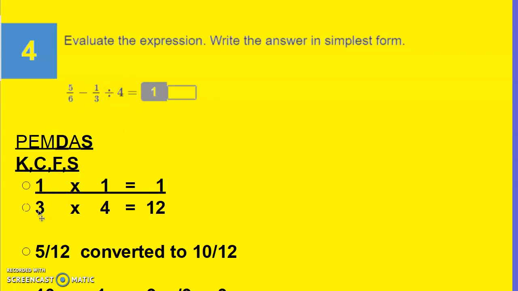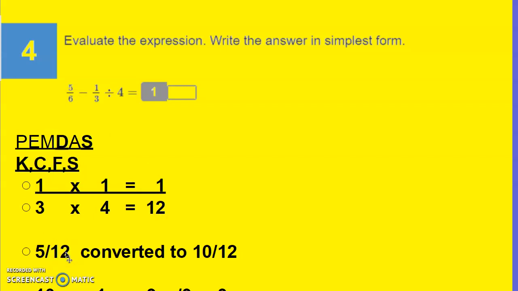So again, we change the division into a multiplication, and we flip the 4 over 1 into 1 over 4. So 1 times 1 gives us 1, and 3 times 4 equals 12. Now we can take this part and subtract 5/6 from 1/12. Well, you can't do that because a 6 is not the same as a 12. So we have to convert the 6 into a like fraction. The bottom numbers have to be the same. Both of these numbers can go into 12.